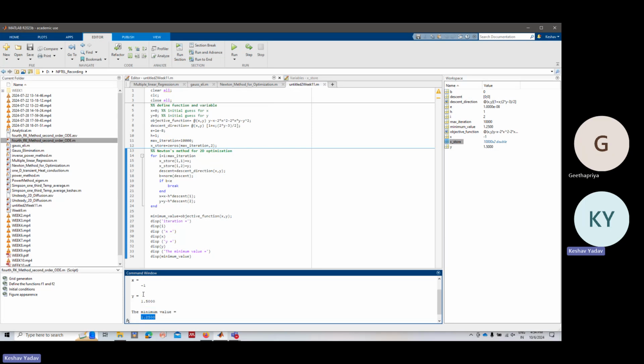It is arriving at -1 and 1.5. Okay, but it ran only 2 iterations. After 2 iterations only, it has converged.